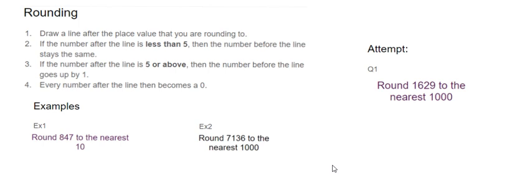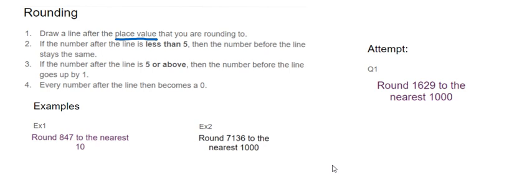So we're going to draw a line after the place value that you are rounding to. So place value is really important here. That's something you should be familiar with already. So by place value, we're talking about where are the units, where are the tens, where are the hundreds, where are the thousands. All right. So if you're not sure of that, then maybe have a look back first.